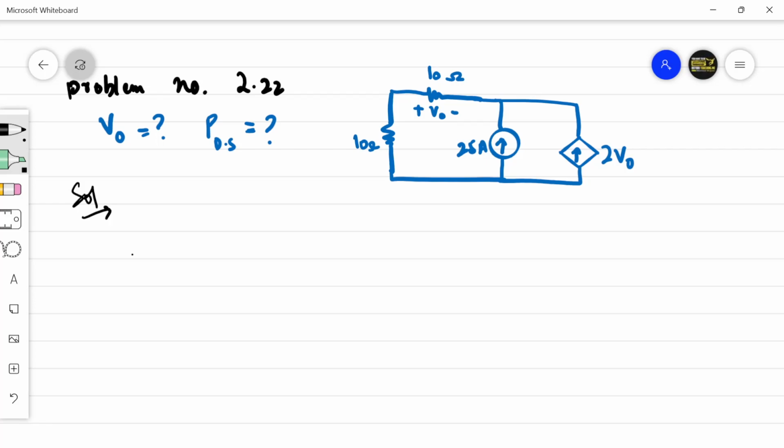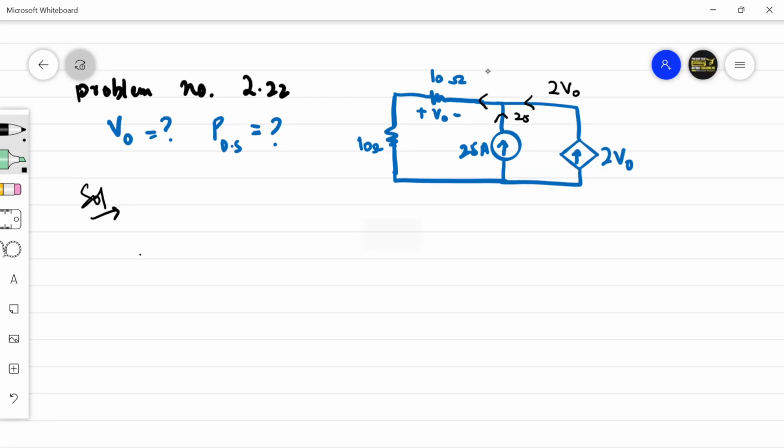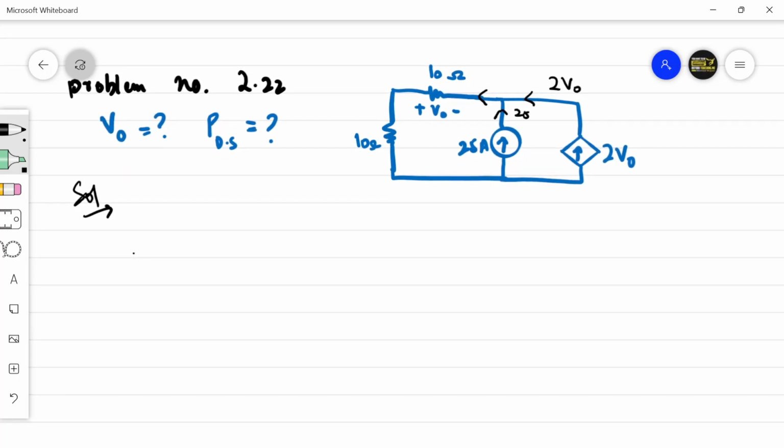This is problem number 2.22. So a 25 ampere current is flowing from here. A 2V naught current is flowing from here. So the total amount of current that's actually going here is 25 plus 2V naught. So let this be equal to I. Fine. So I we know is equal to 25 plus 2V naught.